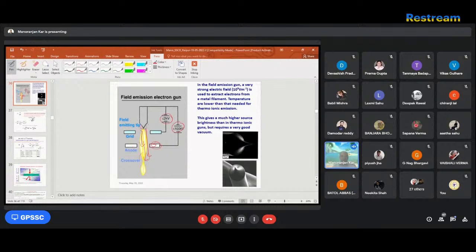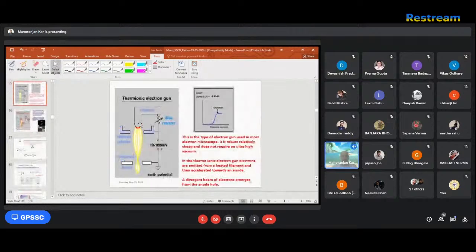This is the example of a field emission electron source, but you can do it with thermionic emission also. You just heat it. So what will happen? There will be an electron plasmon. Either way, you have to create the electron plasmon here, then you accelerate it.